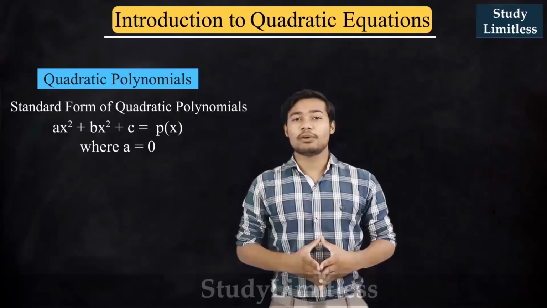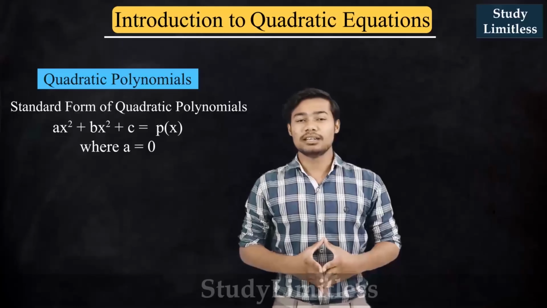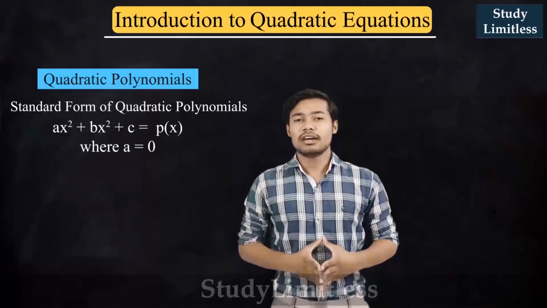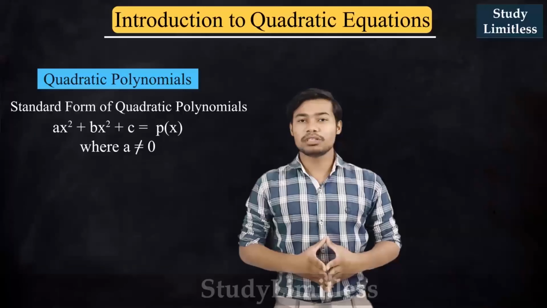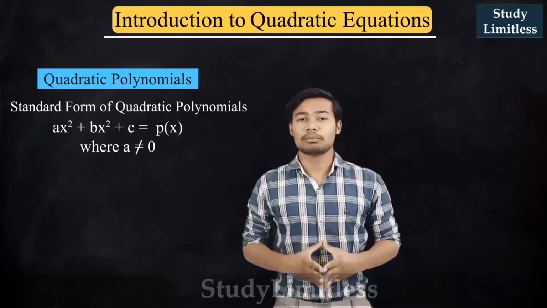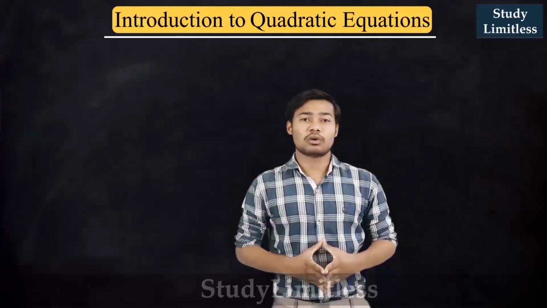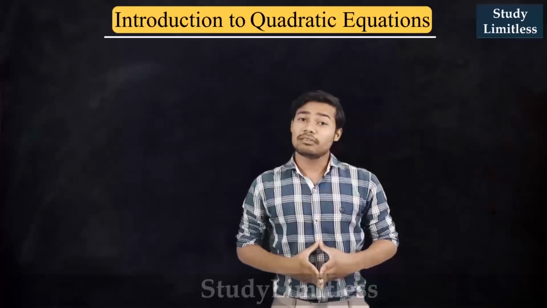The standard form of quadratic polynomials was ax² + bx + c = p(x), and the coefficient of x², that is a, is not equal to 0, because if a would be 0, then the polynomial would be a linear polynomial. Before discussing what are quadratic equations, let us see why we are learning them.